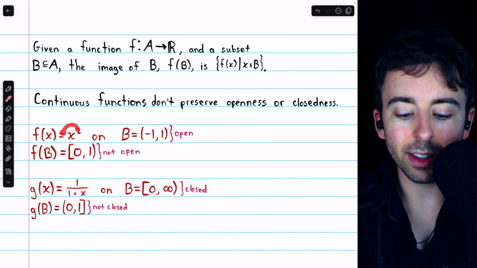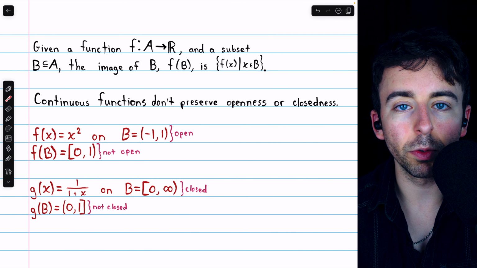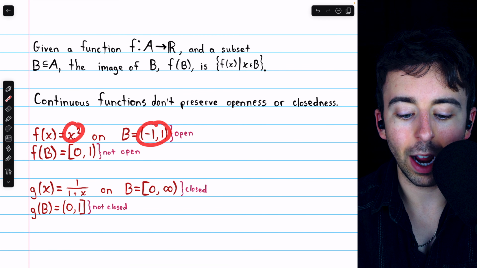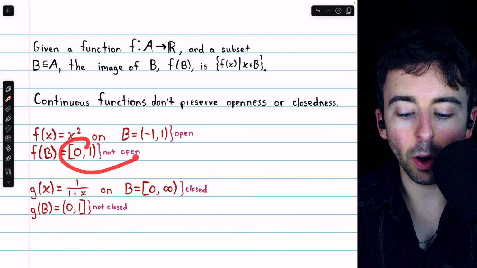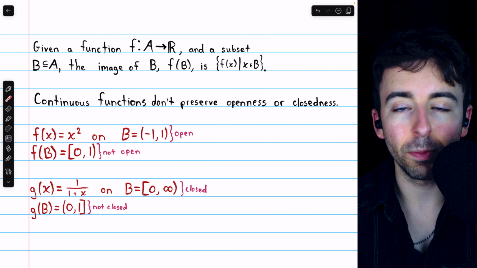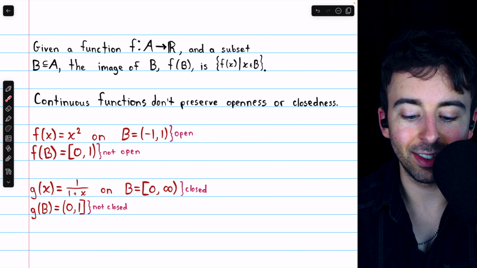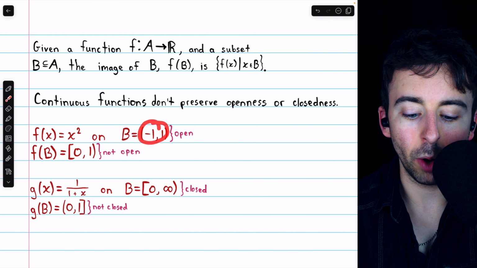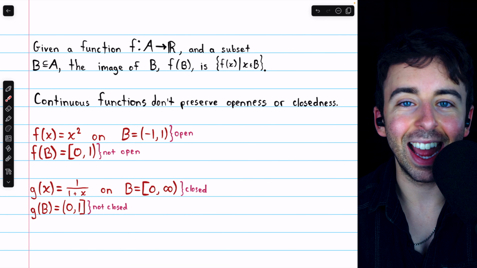For example, we may consider x squared on the open interval from -1 to 1. The image of this open interval under x squared is this half-open interval, which is not, by definition, open. It has this hard endpoint closed off at 0. Of course, no matter what we put in x squared, we're not going to get any negatives.